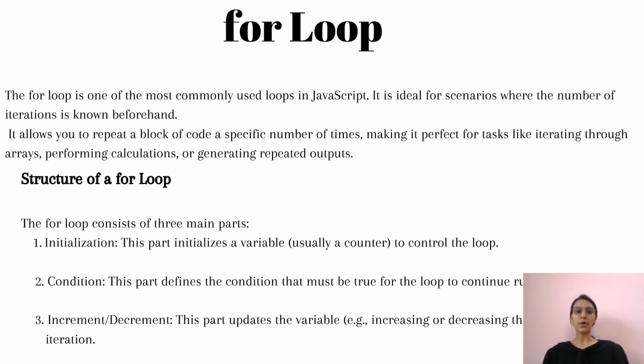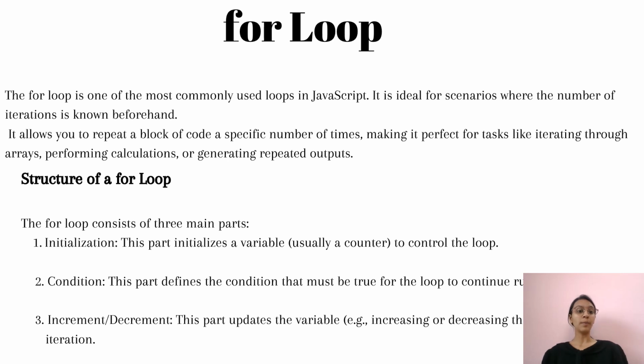For loop is one of the most commonly used loops in JavaScript. It is ideal for scenarios where the number of iterations is known beforehand. It allows you to repeat a block of code for a specific number of times, making it perfect for tasks like iterating through arrays, performing calculations, or generating repeated outputs. Now we will see the structure of a for loop.